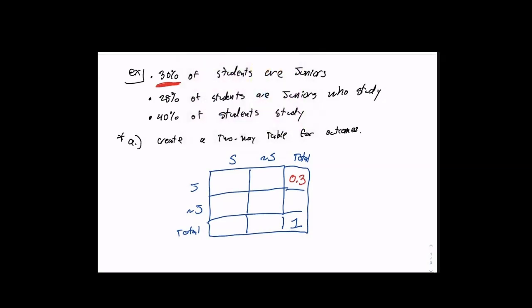Next one. 28% of students are juniors who study. That's the first one. And finally, 40% of students study. The marginal total on the first column.